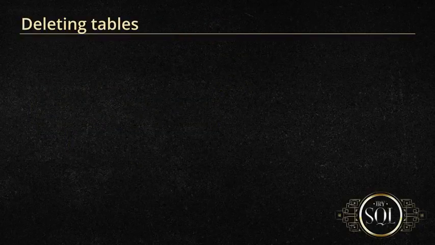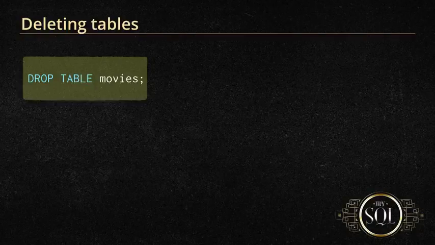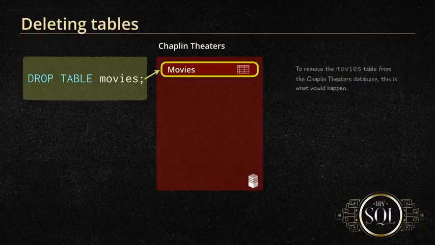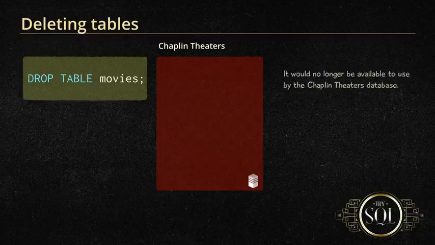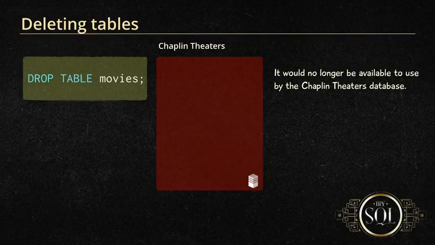Looking at the Chaplin Theaters database, here's what would take place if we chose to remove the movies table from the database. We would run our drop table statement, removing the table from the database entirely. It would no longer be available to use by the Chaplin Theaters database.